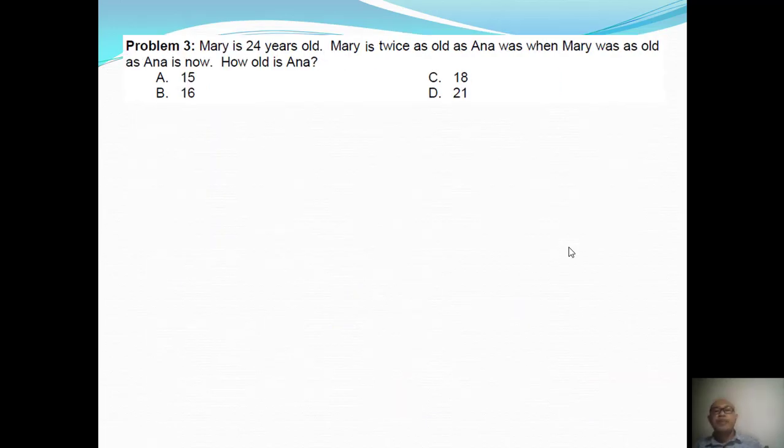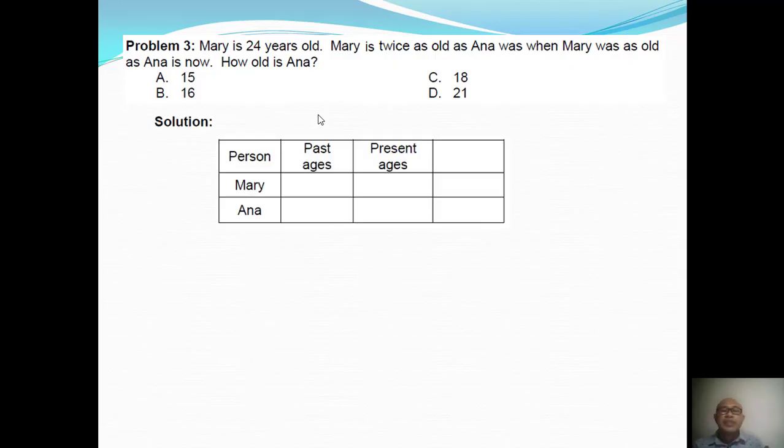Problem number 3. Mary is 24 years old. Mary is twice as old as Anna was when Mary was as old as Anna is now. How old is Anna? Okay. So, we can tabulate ages. So, solution. Mary is 24. So, this is present. Mary is 24. And then, how old is Anna? The question is the present age of Anna.